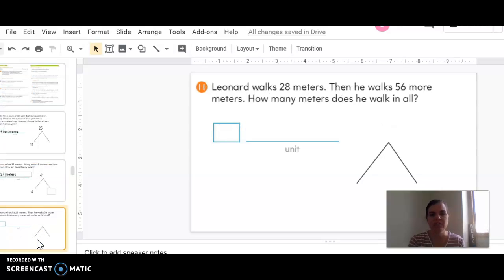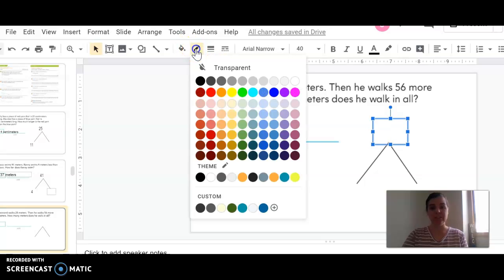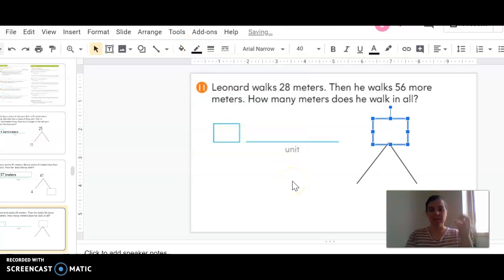All right. The next two I'm going to have you do on your own. Leonard walks 28 meters. Then he walks 56 more meters. How many meters does he walk in all? Okay, my hint is we don't know the total yet. So that's my unknown at the top. He walks 28 meters, then he walks 56 more. How many meters does he walk in all? Go ahead and hit pause to solve. Hit play when you're ready for the last one.